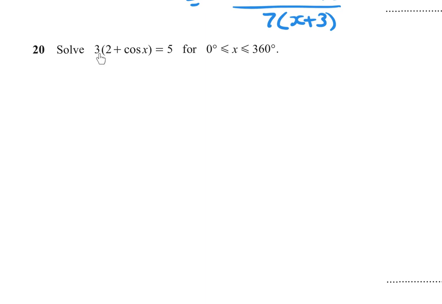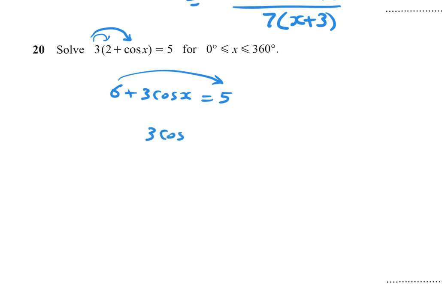Number 20, solve 3 into 2 plus cosine x equals 5. I need to make cosine x the subject, so expand first. 3 times 2 equals 6. 3 times cosine x, so 3 cosine x equals 5. Now transpose 6 to the other side, so 3 cosine x equals 5 minus 6, which is negative 1. Divide by 3, divide by 3. So cosine x is negative 1 over 3. Now use your calculator to find the acute angle.